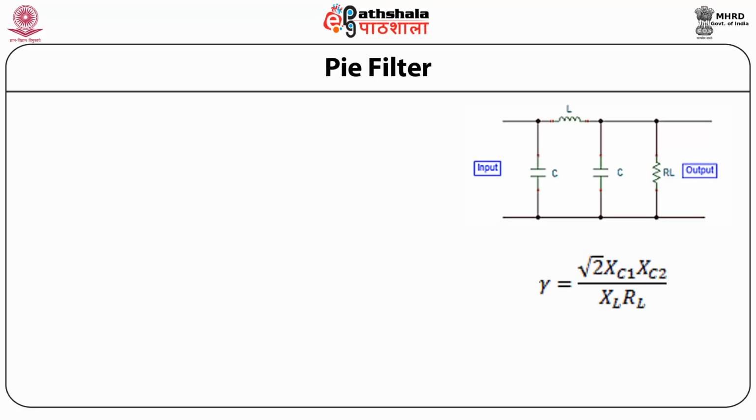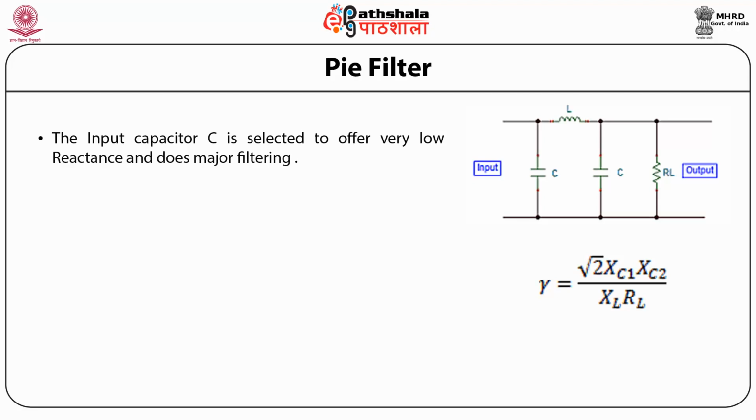The next type of filter is a pi filter, where we have a combination of capacitor, inductor, capacitor like this, and the ripple factor is given by root 2 XC1 XC2 by XL RL. The input capacitor C is selected to offer very low reactance and does the major filtering. The rest of the filtering action is done by the combination of L and C.